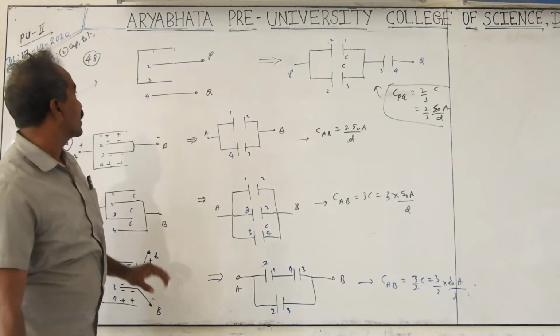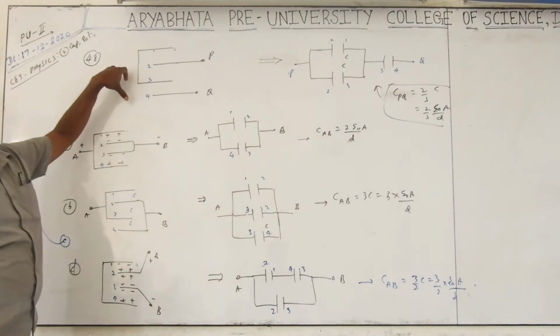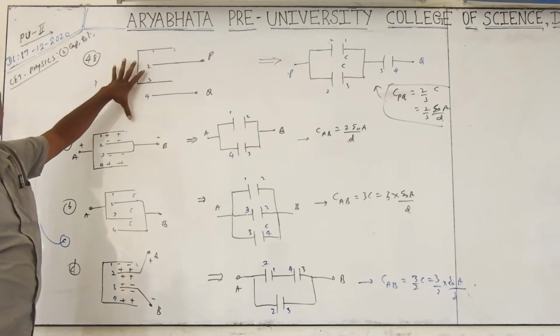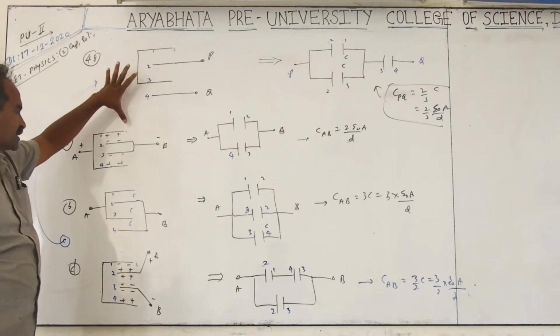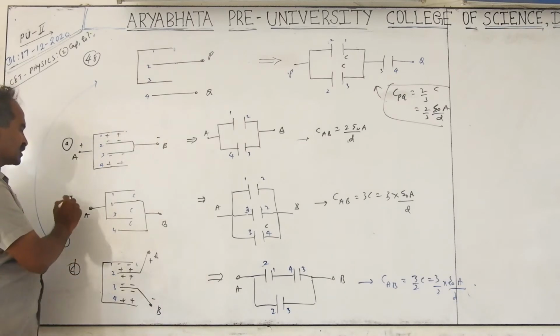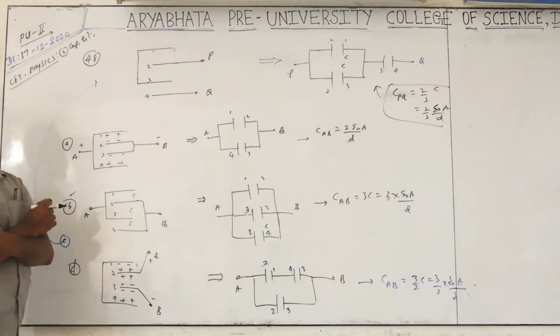Good morning, students. Next question in the CET, 48th question. This is a multiple plate capacitor. Previously, the simple case was this one. A multiple plate capacitor is called a gang capacitor.